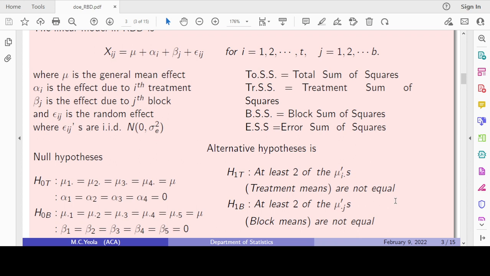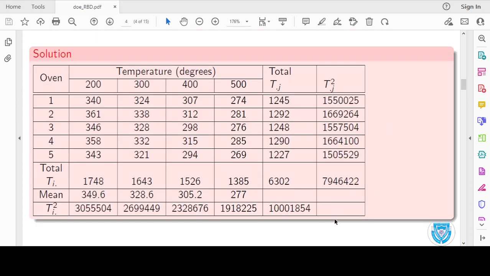H naught B is mu dot 1 equal to mu dot 2 equal to mu dot 3 equal to mu dot 4 equal to mu dot 5 equal to mu, or we can write beta 1 equal to beta 5 equal to 0, and its alternative hypothesis H1B is that at least 2 of the mu dot j's, or block means, are not equal. So these are the hypotheses that we have.